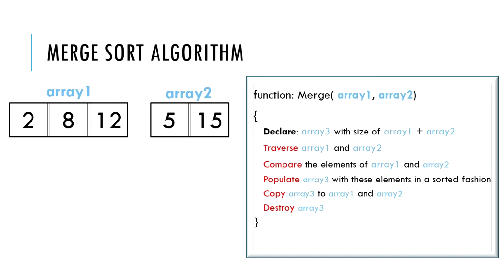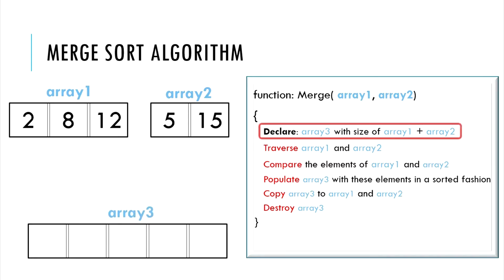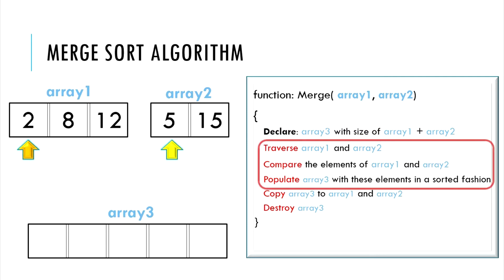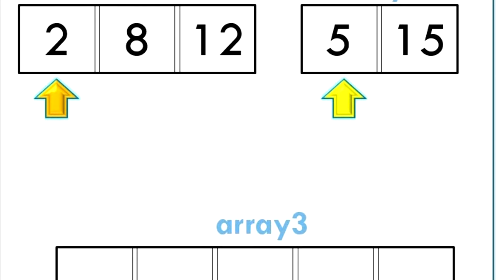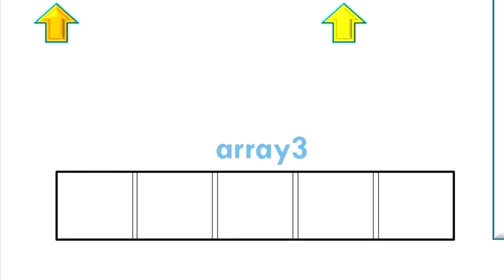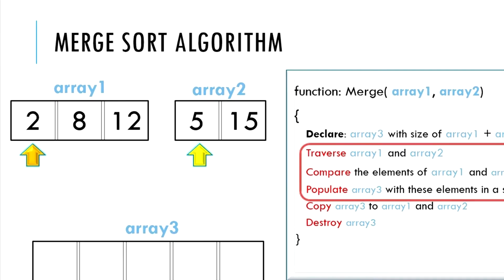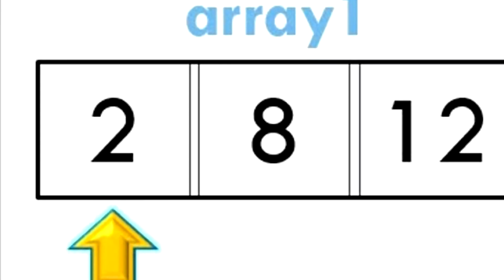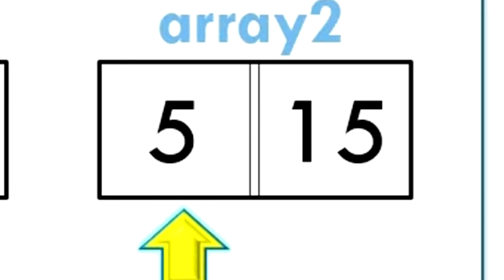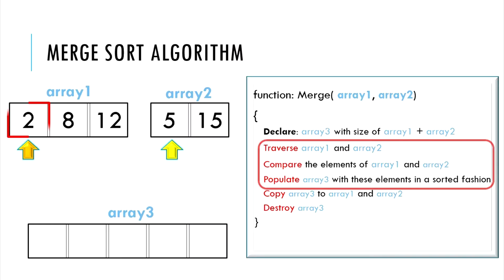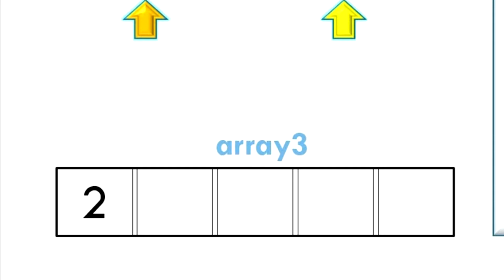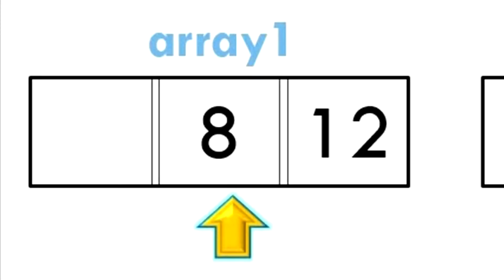Well, in the merge function, we would first create an array of combined size of the array on the left and the array on the right. Then, we would start traversing the array elements, comparing them, and copying the elements in sorted order in array 3. In this example, let's say we want to sort in ascending order. Thus, our comparison of the first element of array 1 and first element of array 2 shows that 2 in array 1 is smaller. Thus, we populate array 3 with 2 and move the iterator in array 1 ahead.